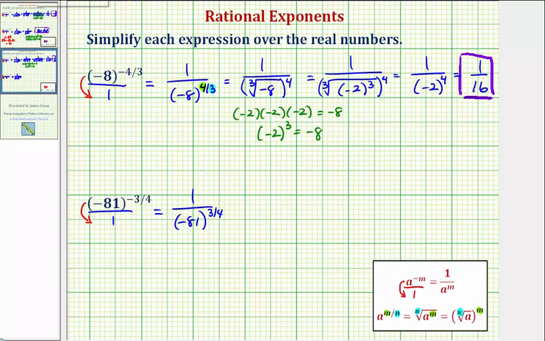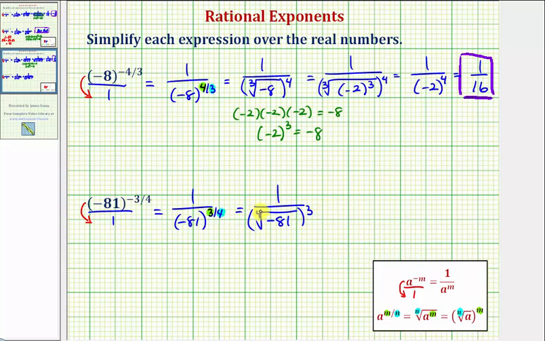Notice here the denominator of the rational exponent is 4, so we're going to have a 4th root, and the numerator is 3, so the exponent is 3. So in radical form, we'd have 1 over, we're going to have the 4th root of negative 81. Again, the negative is inside the radical because the negative is inside the parentheses here, and all this is raised to the 3rd power.